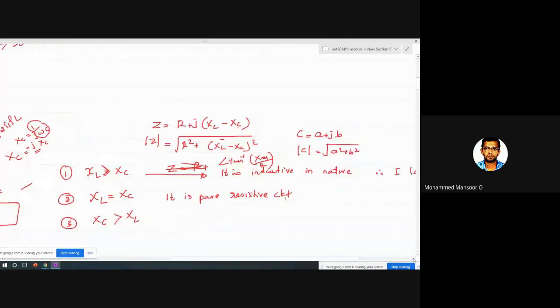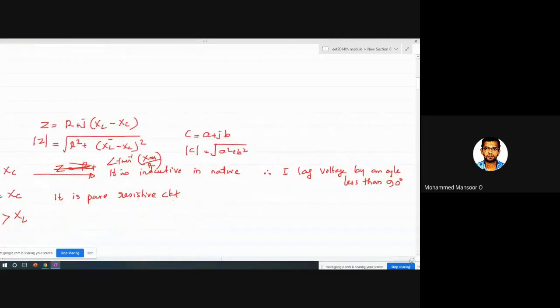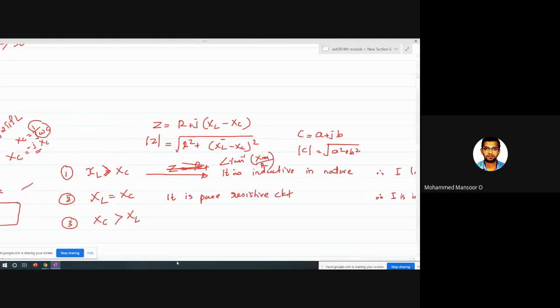So how can we draw the phasor diagram? Therefore, current is, yes, correct, current is in phase with voltage. So what is the behavior of the circuit in the third case? Here I used the word pure because there is only resistance, and the two reactances cancel each other out.